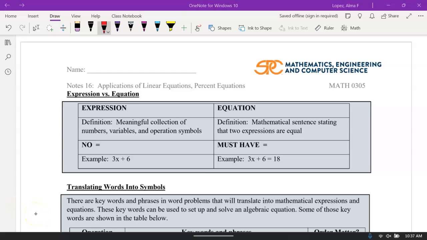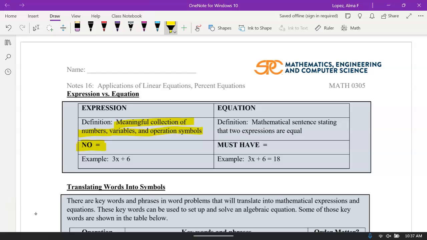In this section, we're going to introduce applications. And with applications, we have to understand the difference between an expression and an equation. An expression is a meaningful collection of numbers, variables, and operating symbols. But the most important part, I think, is the fact that there's no equal sign. You're just describing how something is related to something else.